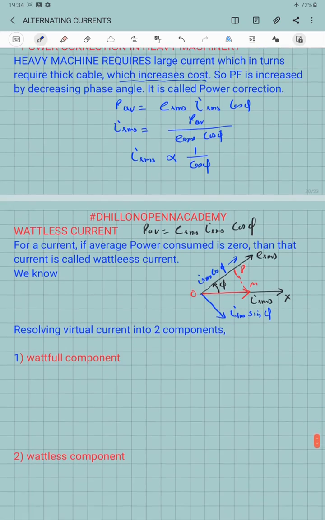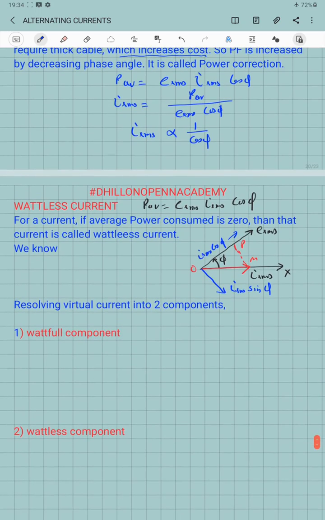In this case, the first component is IRMS cos phi. This component is called the wattful component of the current. We call this the wattful component because the actual wattage of the power that is consumed by the AC circuit arises because of this current IRMS cos phi present in the circuit. From the figure it is clear that this component of current is directed in the direction of the virtual value of the voltage.